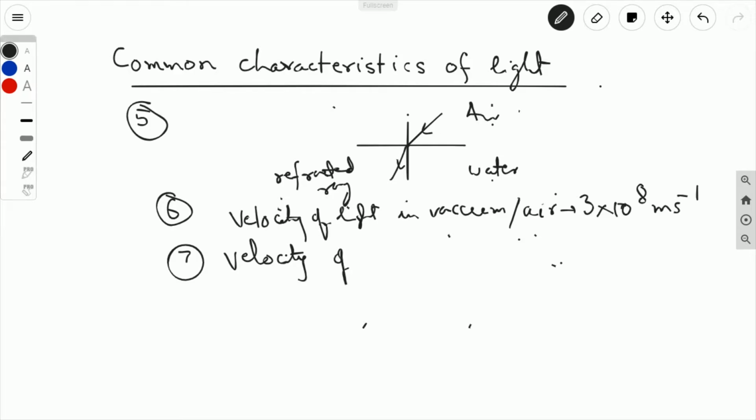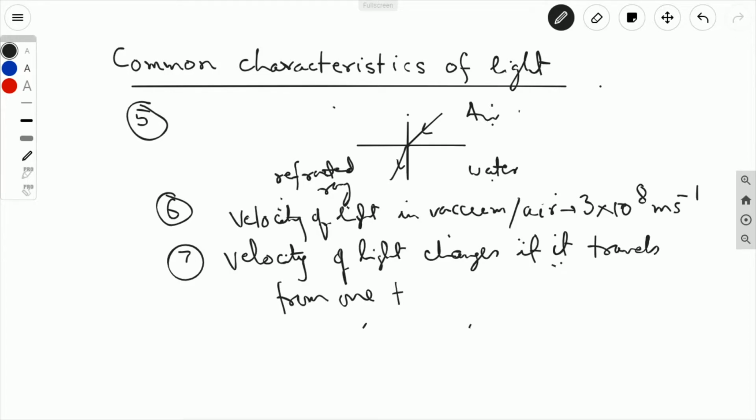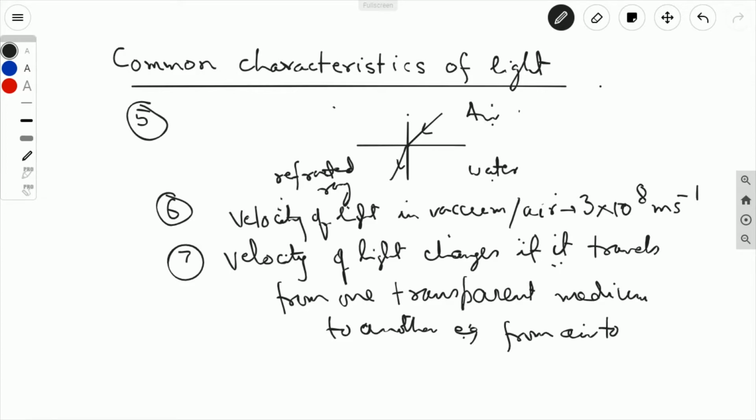Velocity of light changes if it travels from one transparent medium to another. Suppose it travels from air into water, then its velocity will change. Another example is from air to water, and also from water to air, and vice versa. Vice versa means the opposite, that is, from water to air. So the velocity or speed of light will change when it travels from one transparent medium to another.